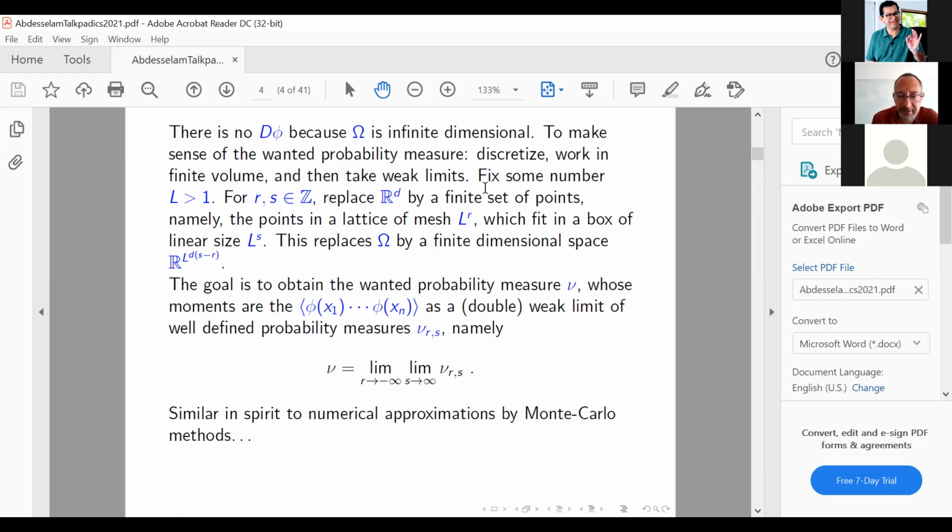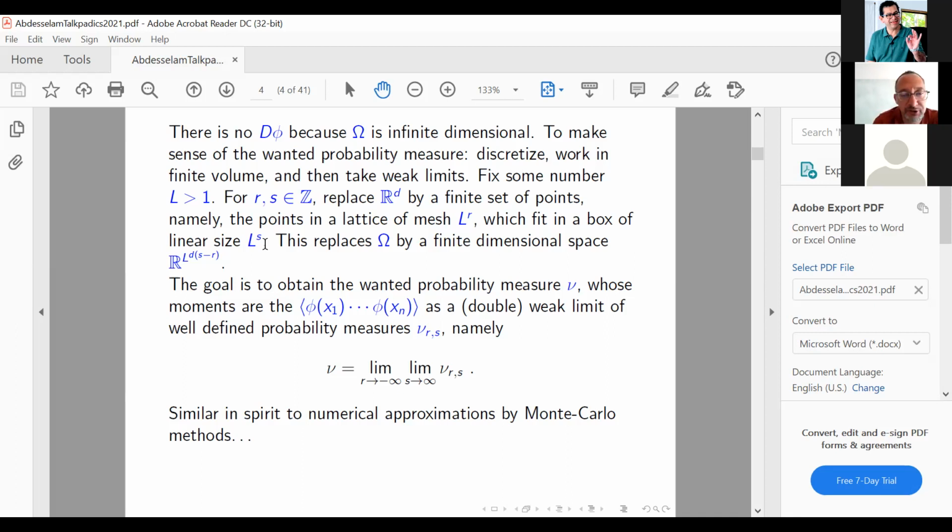So the way I'm going to do this to fix some notation is pick some number L. L is just a way of organizing scales. So we're going to use powers of this fixed number L to organize scales from very small to very large. L could be 2, for example. I'm going to introduce 2 length scales, L to the R. R is a very negative integer, so that's going to define the mesh of the lattice. So I replace R^D by this lattice, and also I put everything into a box of linear size L to the S.